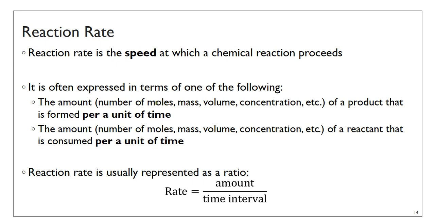You normally express reaction rate in one of these following ways. You either express it as the amount of product that is made per unit of time. So we can say 50 mL per second, for example. That's really fast, depending on the reaction. Or you can express it as the amount of reactants that are being consumed per unit of time. You don't actually need to calculate reaction rate in VCE Chemistry, so a quantitative treatment is not required, but this is a ratio that it is normally represented in. So it's the amount over a time interval.